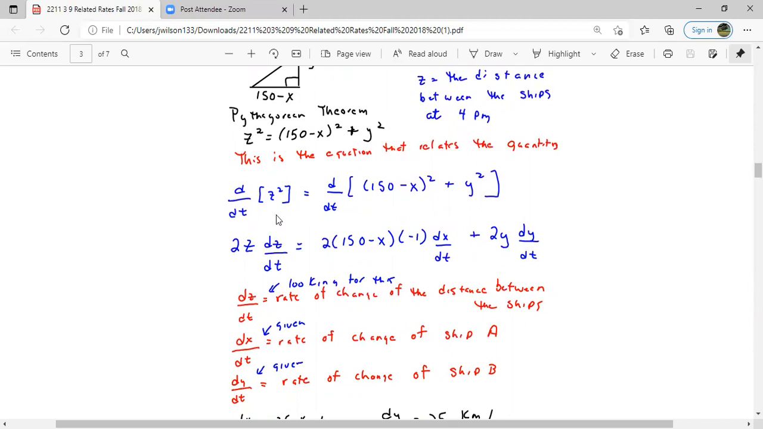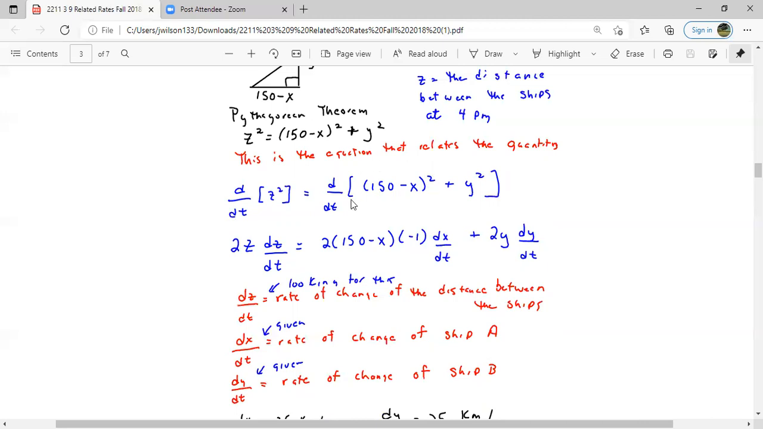So I'm going to take the derivative with respect to time of the left-hand side and the derivative with respect to time of the right-hand side. So I bring down the 2, subtract 1 from the exponent, and multiply times dz dt. Or you could call it z prime. It's like y prime when you're doing implicit differentiation.